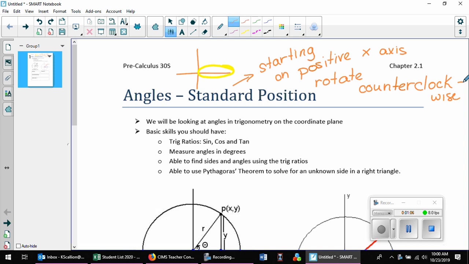Okay, so you start here and then you rotate counterclockwise. That's a positive angle measure. So when I talk about a standard position, we're starting on the positive x-axis and we are going to rotate our terminal arm in a counterclockwise direction. Okay? All right, so that's the starting point of it.